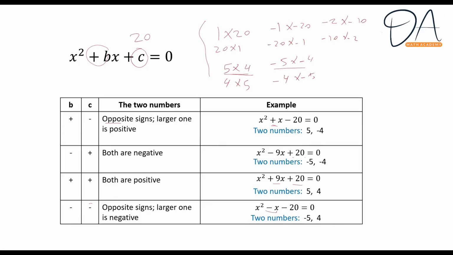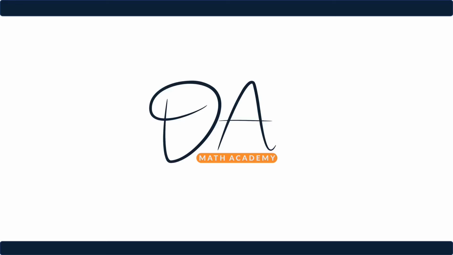Another thing that you also need to eliminate is whenever the two numbers have the same sign, so both numbers are positive or both of them are negative, you don't need to consider the order. 1 times 20 is the same as 20 times 1. But when the signs are opposite, you need to consider the order because one combination will give you a positive number, the other will give you a negative number.